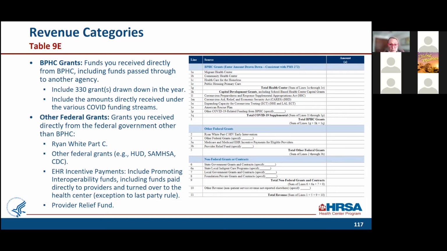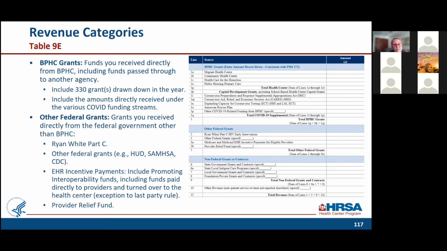EHR incentive payments are included as well, including promoting interoperability funds, including funds paid directly to providers and turned over to the health center, and provider relief funds. FCC telehealth expansion grants or telehealth expansion grants from USDA, anything like that, would also be reported in the other federal grants section in line 3.